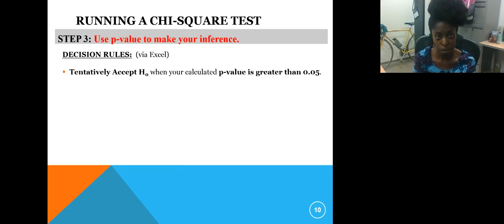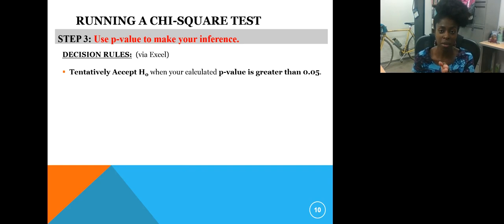Okay? So we have calculated chi-square, our p-value, through the chi-square test. And now we're going to come up with what we're going to say about the sample, and about the population. So we're going to make our inference. There are two decisions, just two. The first is that we tentatively accept the null hypothesis, H naught.